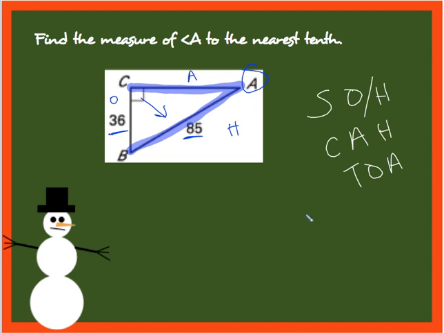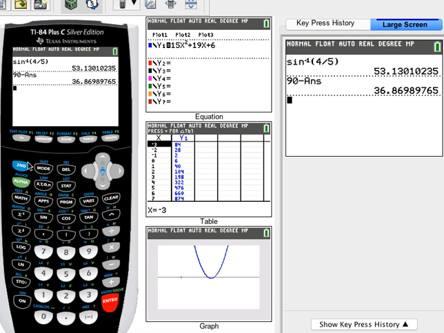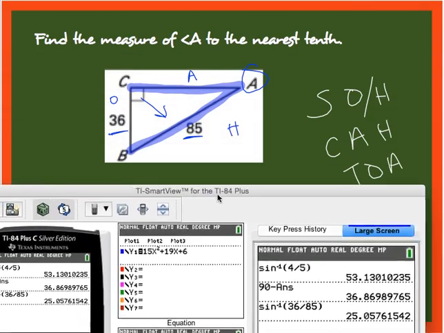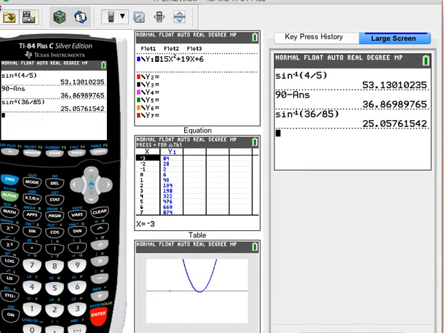Okay, so we're doing sine of, we'll call that x, equals 36 over 85 because it's opposite over hypotenuse, which means that you're going to do the inverse of sine of 36 over 85, and that equals x. And you type it in just like that. If I can pull up my calculator. Second sine 36 over 85. Making sure that's right. And that is 25.1.